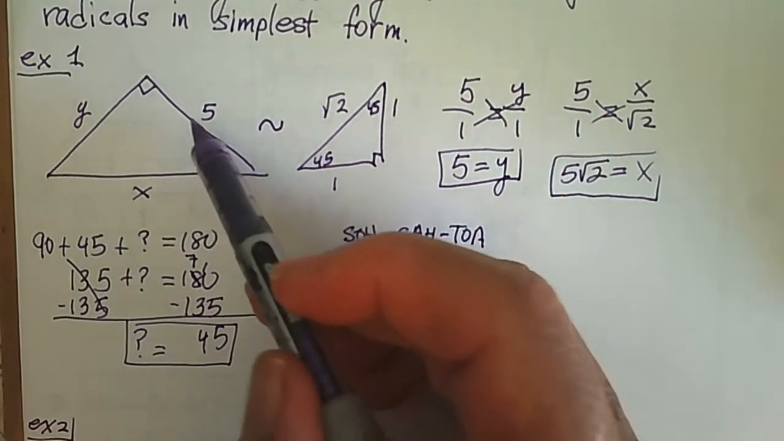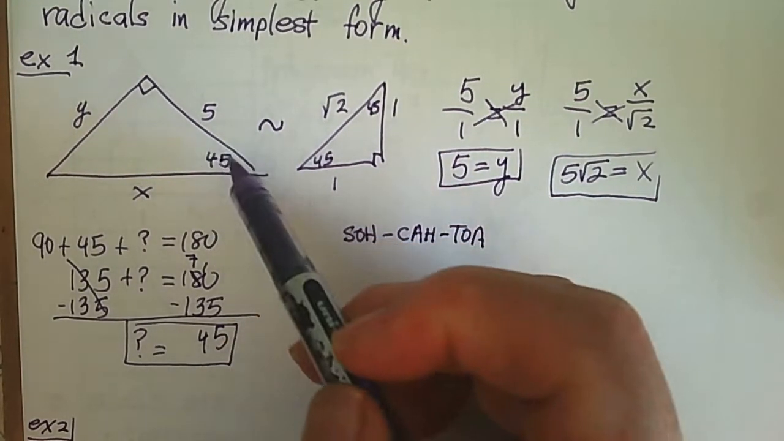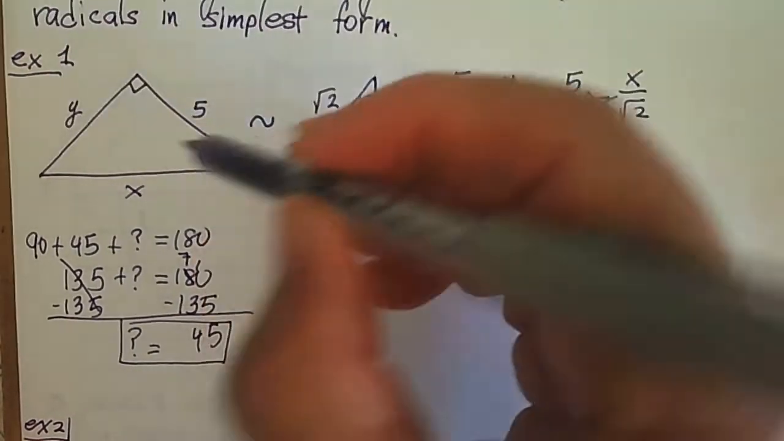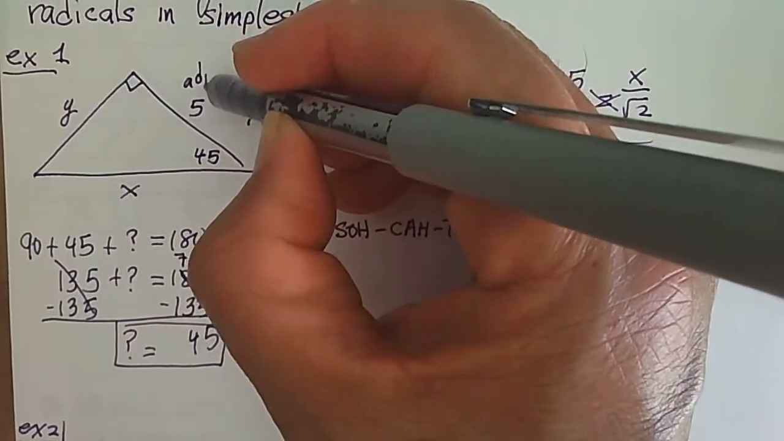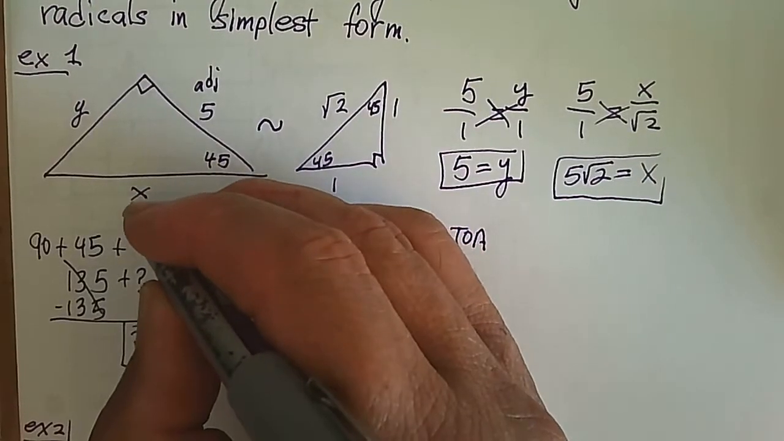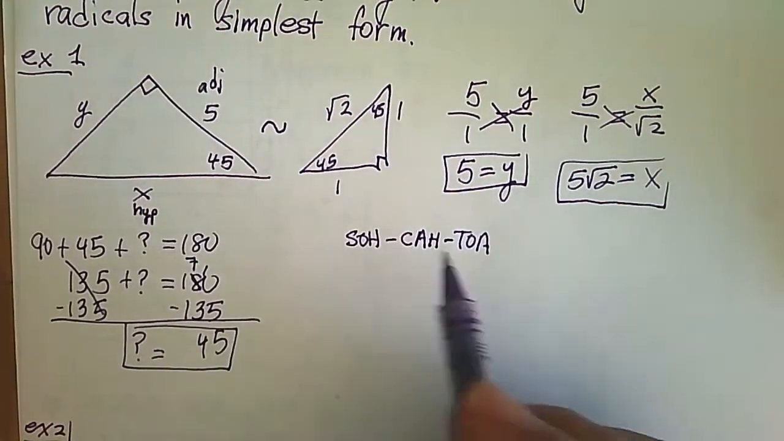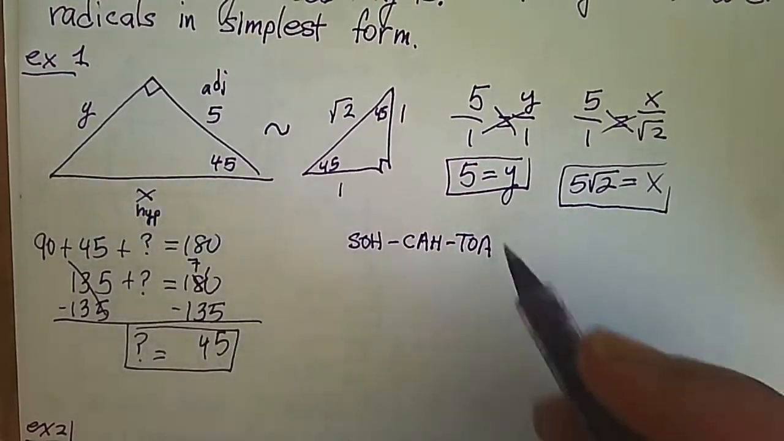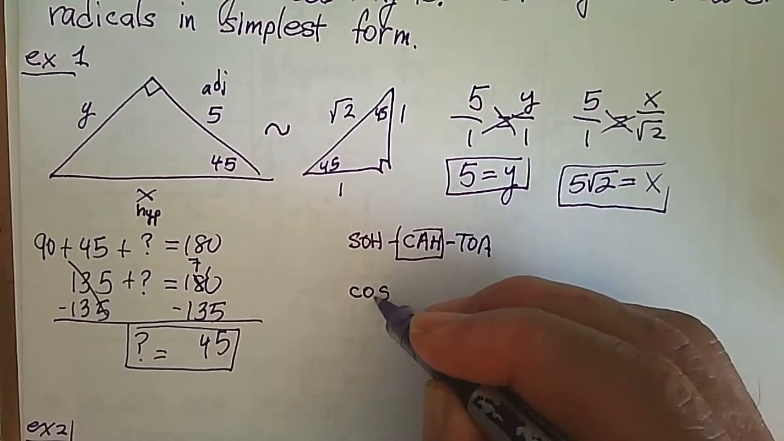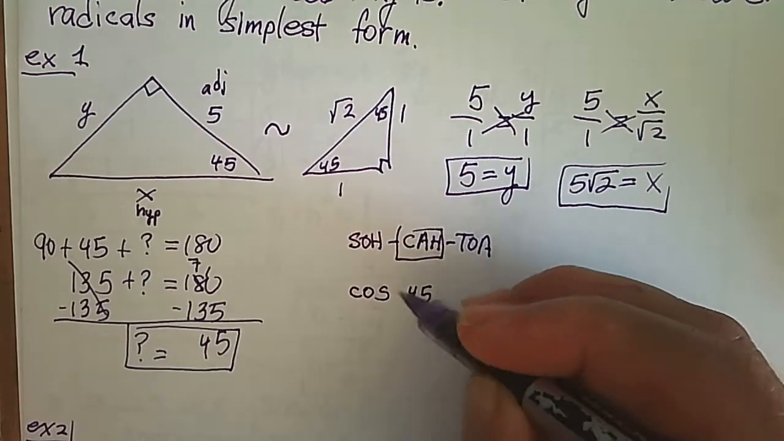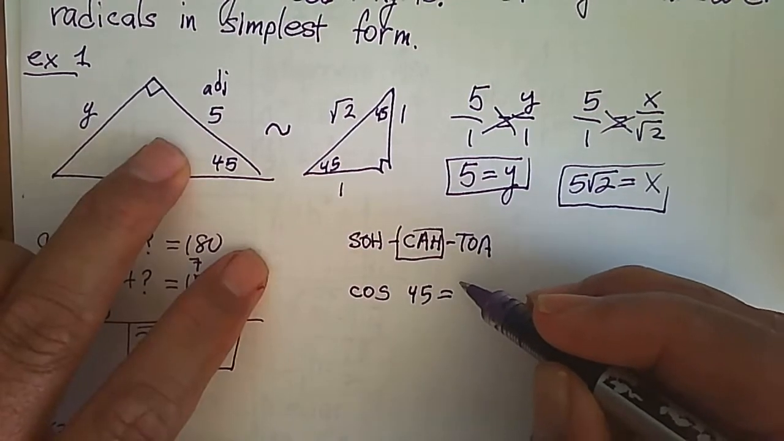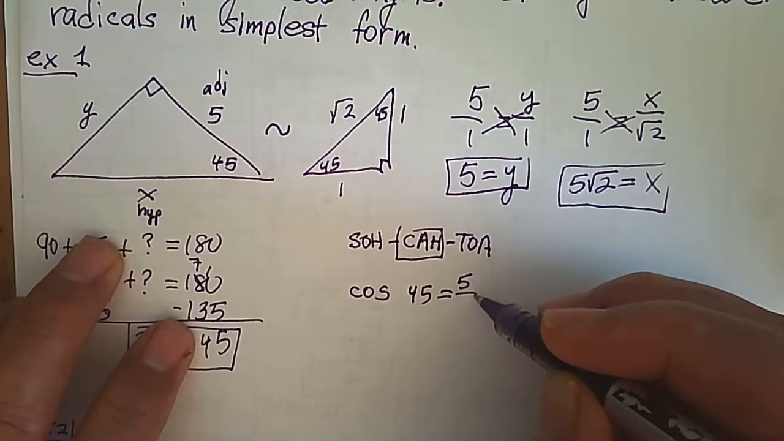So I know 5. I want to use 45. And I know this side. If I'm at 45, what is this side? That's right next to it, so that'll be the adjacent. And I need to find the hypotenuse. So I need the SOHCAHTOA that uses adjacent and hypotenuse. That's CAH. So the C is for the cosine of the angle. The angle they gave me is 45. The cosine of 45 is equal to the adjacent side, 5, over x.